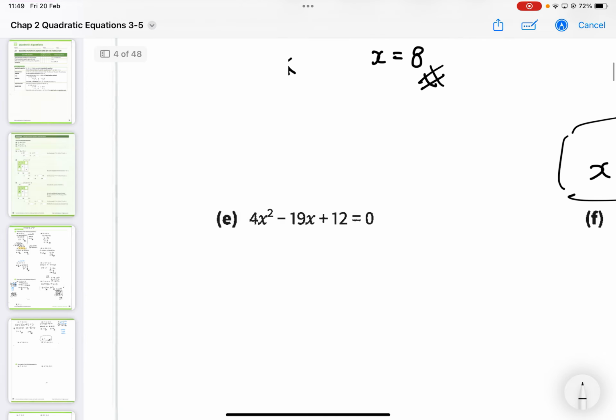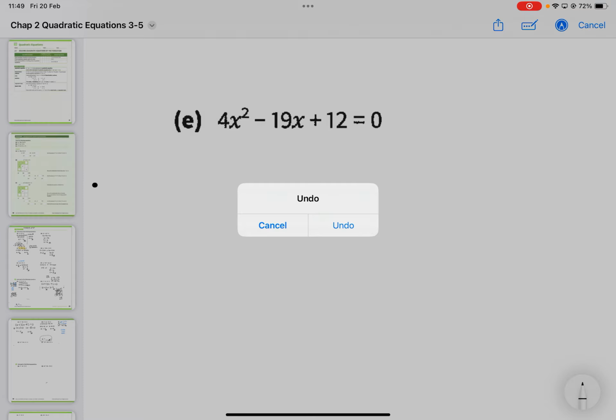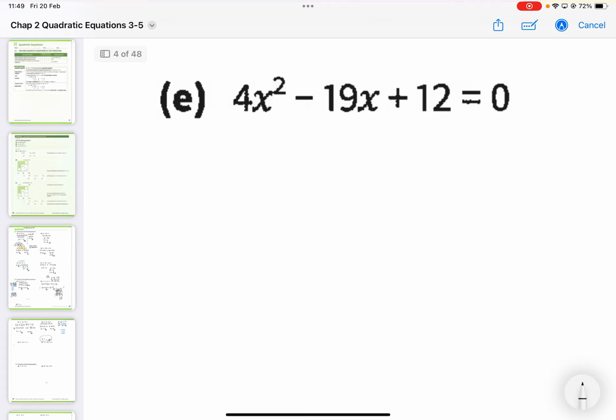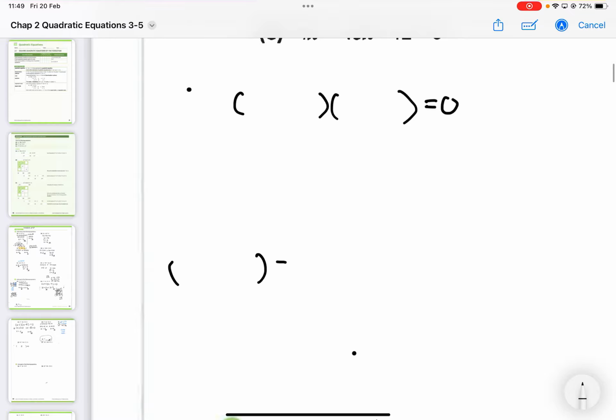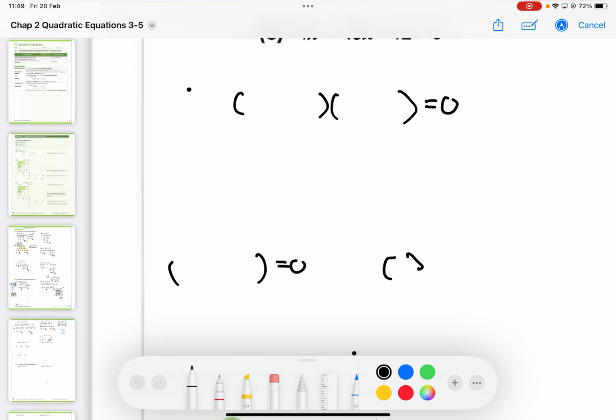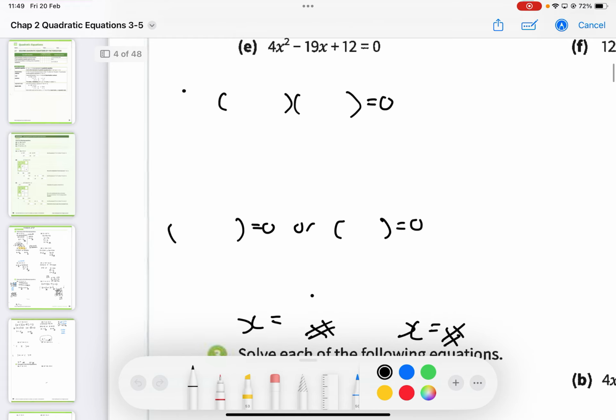What's E? This time more difficult because your x squared got 4x squared. So when we have 4x squared, that means there are more numbers to try. Okay? But the step is the same. I want to first try to factorize, then solve them individually. Then finally get x equals to something, x equals to something. Okay? This is the big picture.